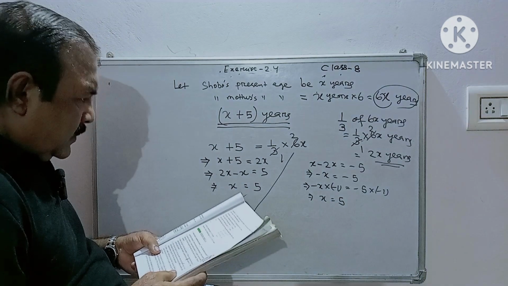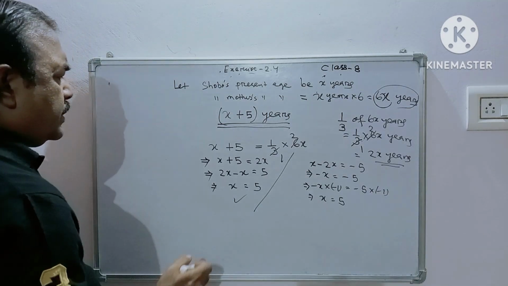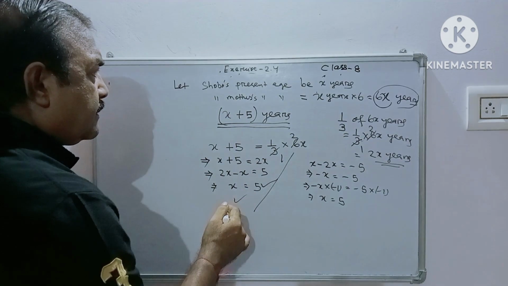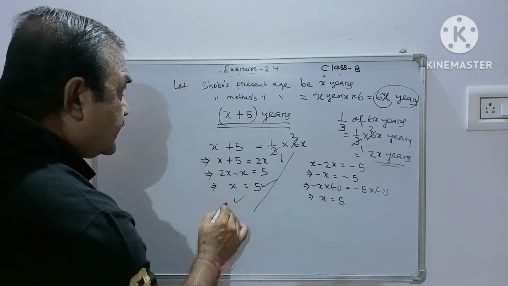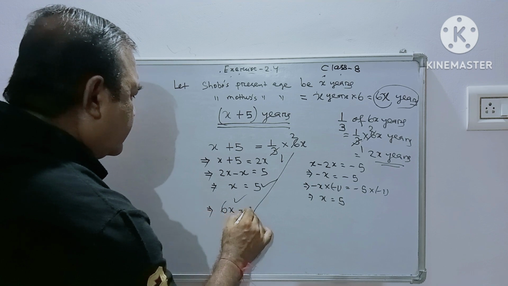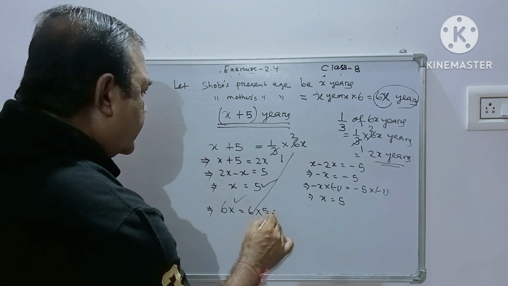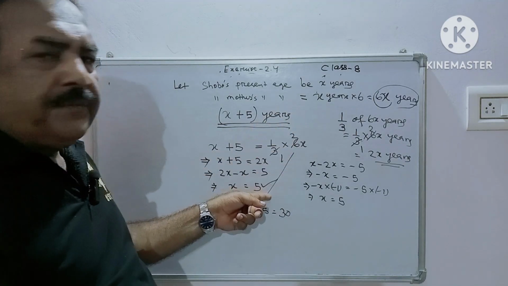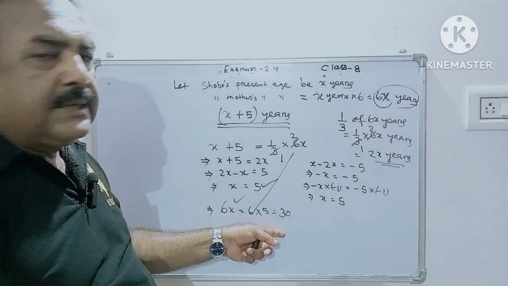So what are the present ages? Sobo's age is 5 years. What is Sobo's mother's present age? That is 6x years. So 6x is equal to 6 into 5, that is equal to 30. So Sobo's present age is 5 years and Sobo's mother's present age is 30 years.